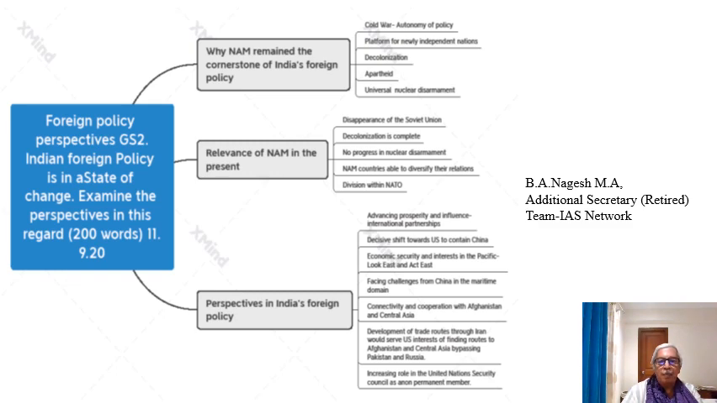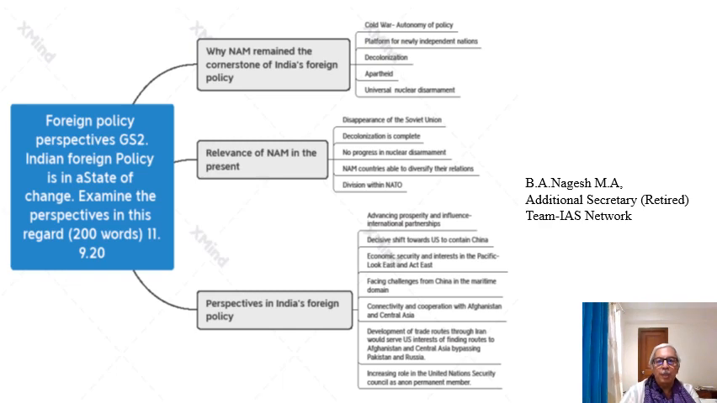First, we have an introduction of how India's foreign policy was restricted to following the policy of non-alignment. What were the factors which necessitated the adoption of the non-aligned policy? How far is NAM relevant in the present? What are the perspectives in India's foreign policy? This is how the answer is being structured for a 200-word note.